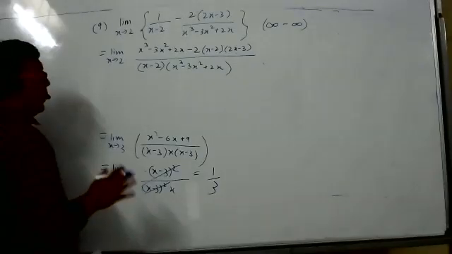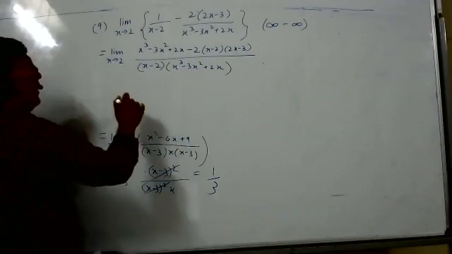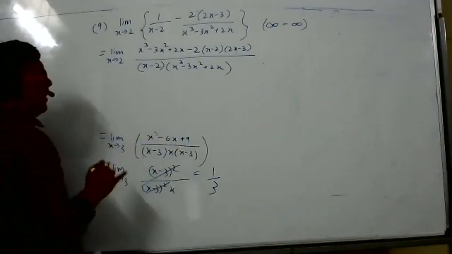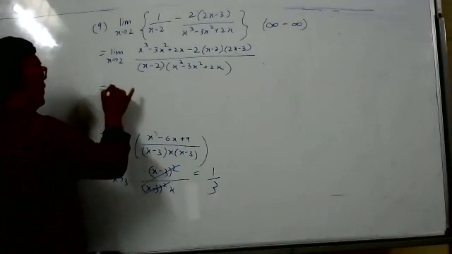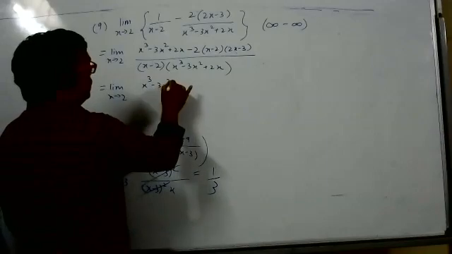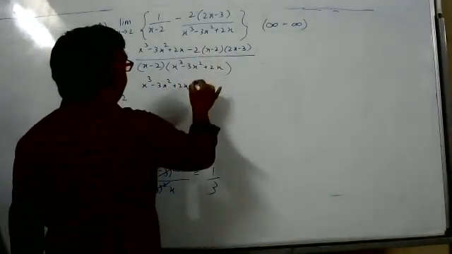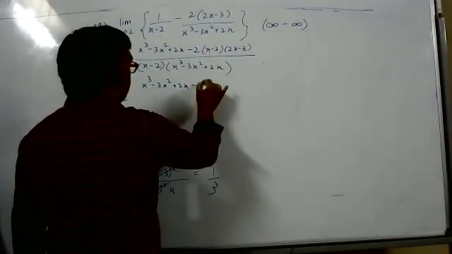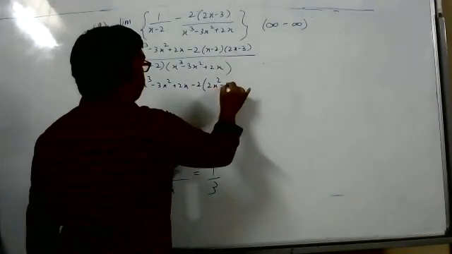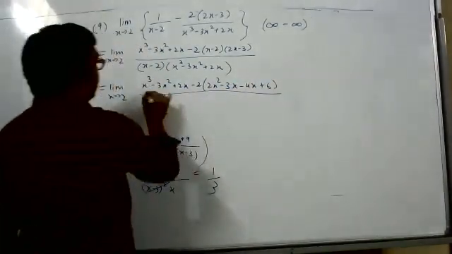Opening the bracket, we can do that. Otherwise, shall I do it in a different way? Shall I open the bracket or do it in a different way? Open the bracket, that is better, though a different way also we can do. Open the bracket, what will you get? Minus 2x square minus 3x minus 4x plus 6 by x.